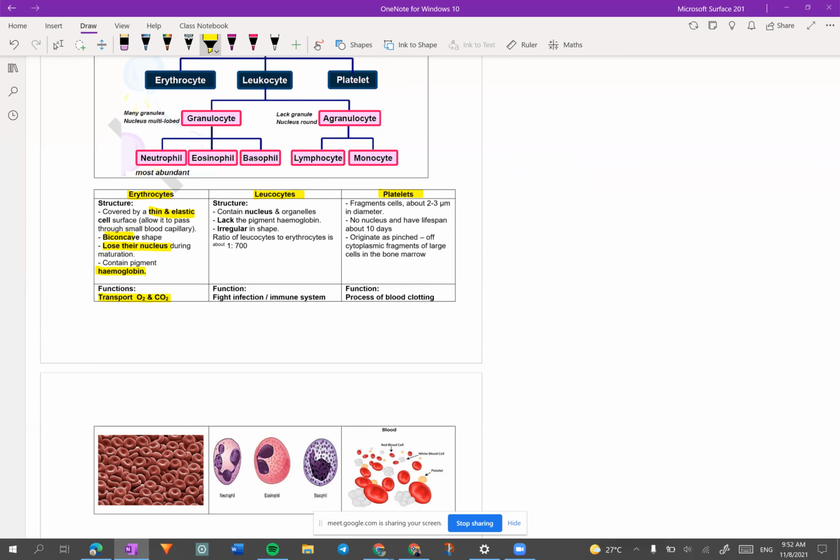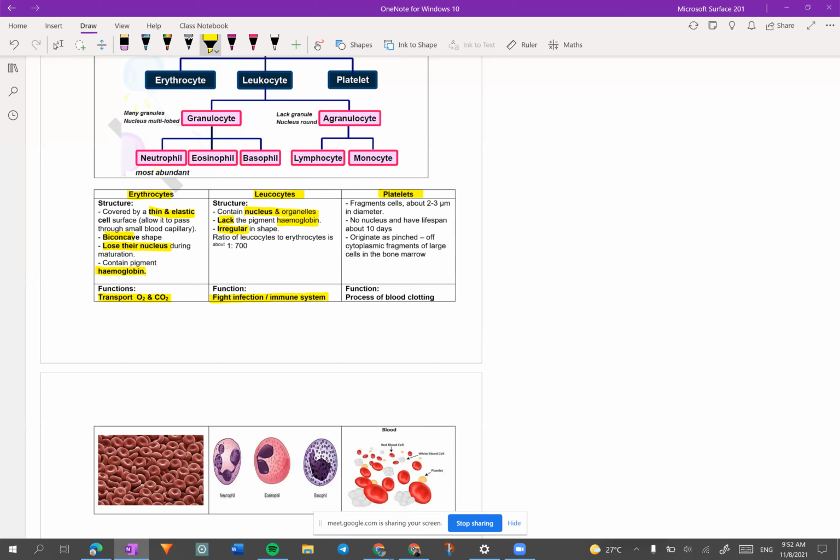Next adalah leukocyte. So leukocyte adalah contain nucleus and organelle. Lack of hemoglobin. Okay, sebab tugas dia bukan untuk bawa oksigen dan carbon dioxide. So they don't need this hemoglobin. Irregular in shape. Yang ratio ni setakat ni tak pernah masuk dalam skema pemarkahan. So tak perlu hafal pun tak apa. Function dia toward immune system.